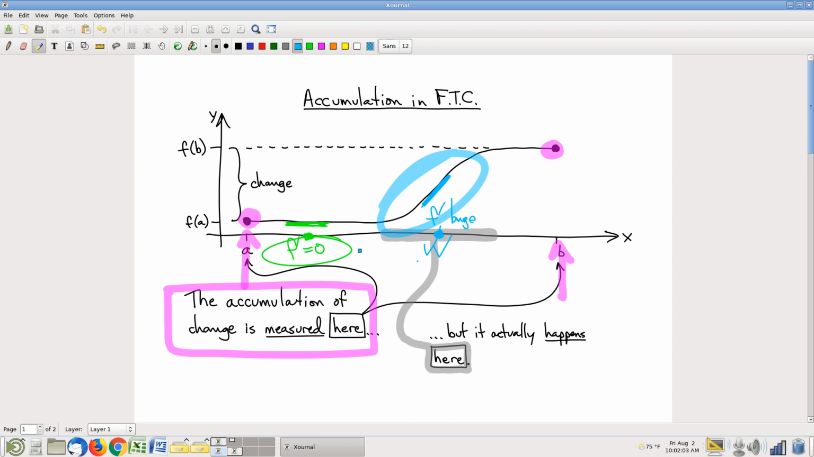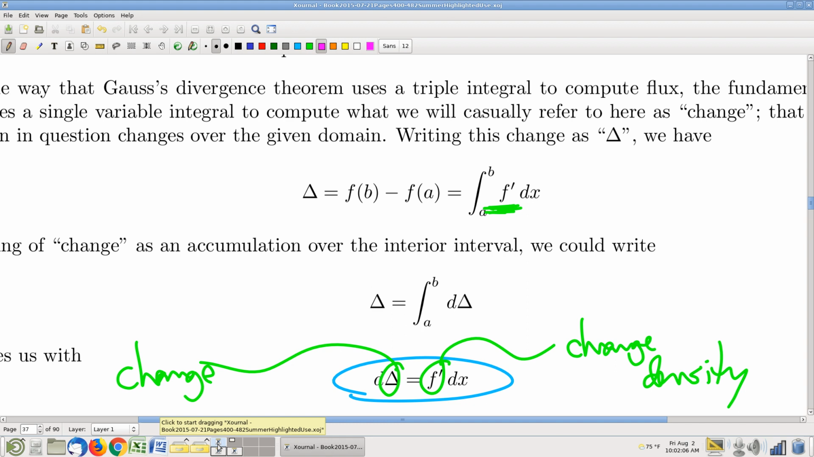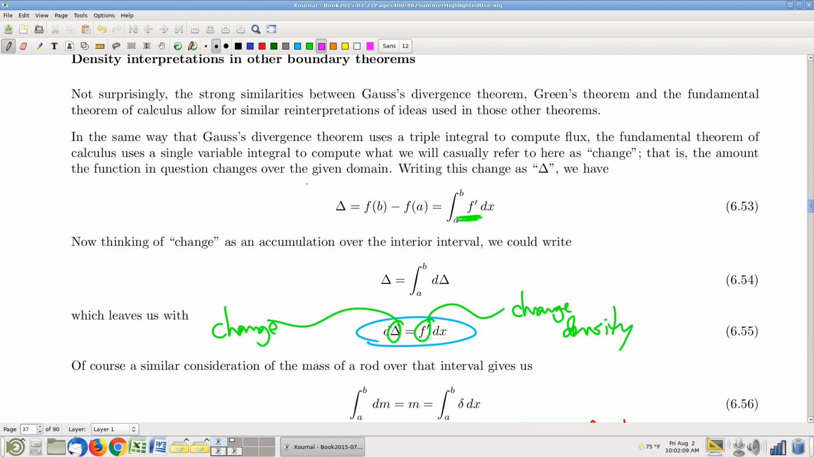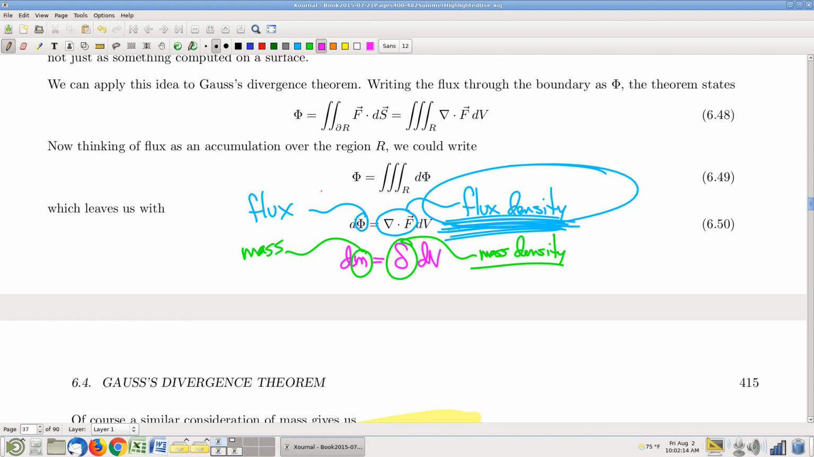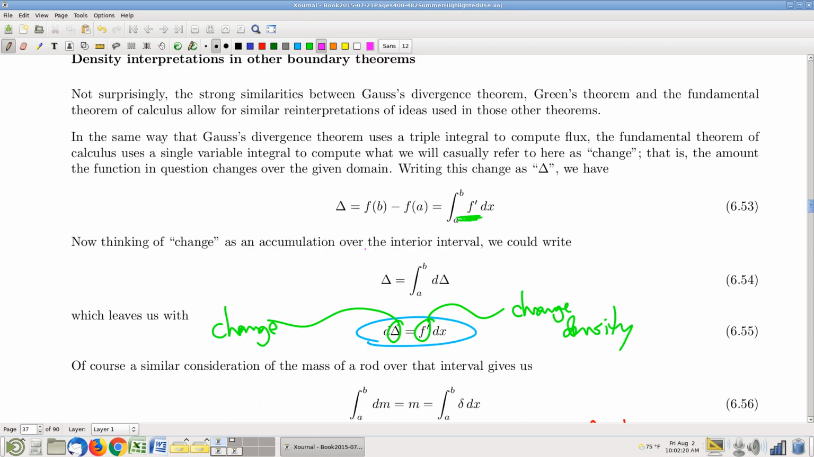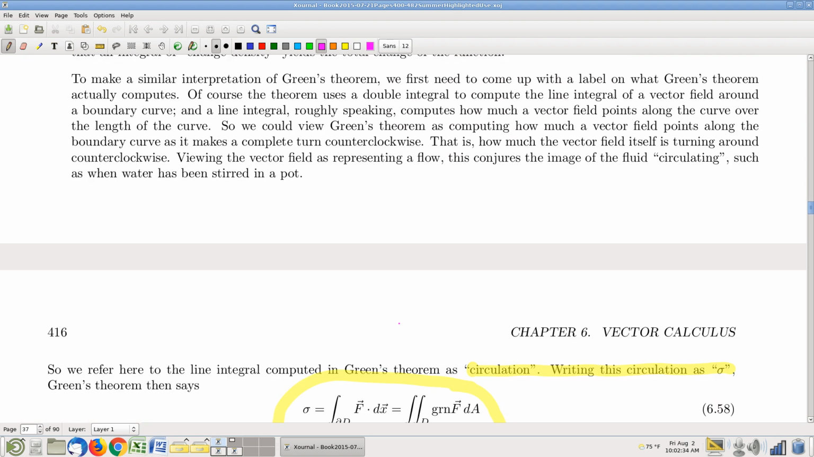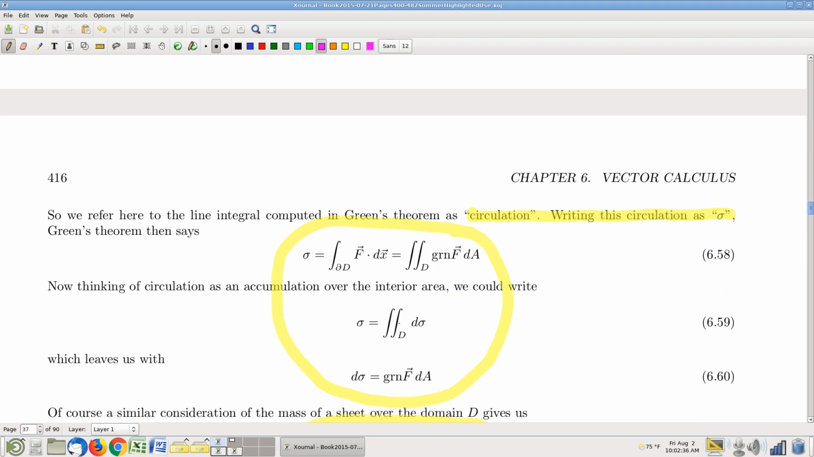Alrighty. Okay, so going back to the book, there's another context in which we can talk about densities. Divergence is flux density. The derivative is change density from the fundamental theorem of calculus. What about Green's theorem? Does Green's theorem give us a notion of density, and if so, density of what? Yes, it does. Now, I do need to make a little bit of a case for what is it that we're computing here. There's Green's theorem.